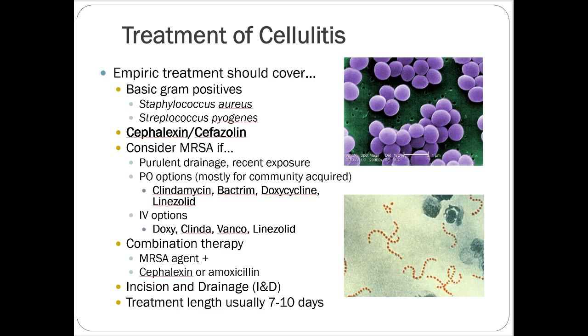Recent exposure is another thing. Did they have a family member with MRSA? I'm trying to think of another example of that, but do they work in healthcare, maybe something like that, or do they injure themselves at work? PO options, mostly for community-acquired cases. So if somebody has MRSA from a community-acquired case of cellulitis, we can usually stick to oral therapy. We usually don't have to admit those patients for IV antibiotics. And those are the 4 drugs there that would cover MRSA.